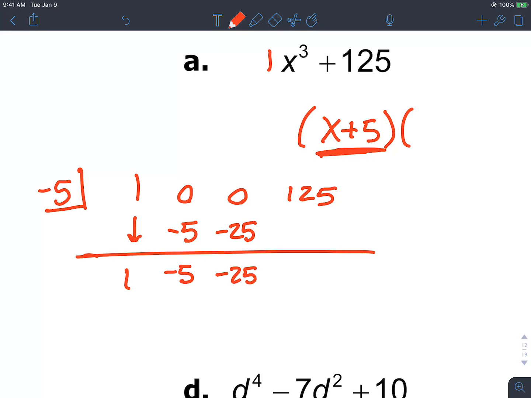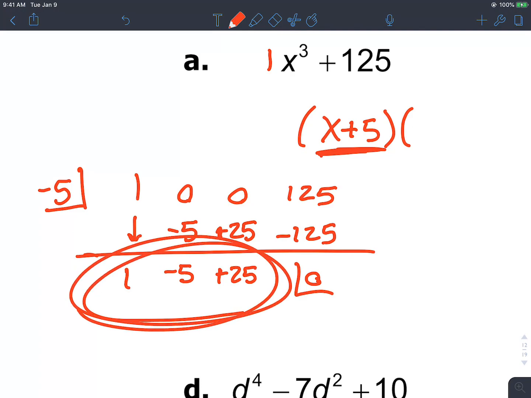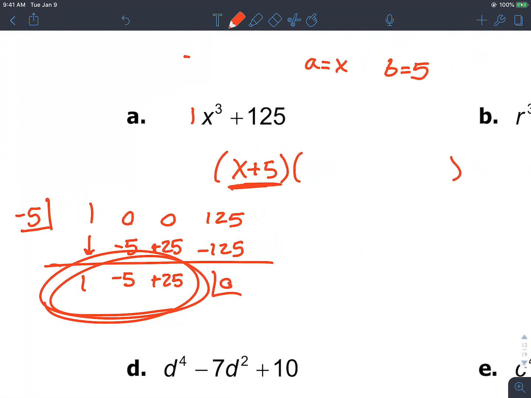Sorry, I was looking at that there. What did I do here? Oh, I know what. I had a positive, you should have had positive 25 when I multiplied. All right, and then multiply, negative 125, and then the remainder is 0. If the remainder is 0, this was a factor. That means the leftover stuff needs to equal this right here.